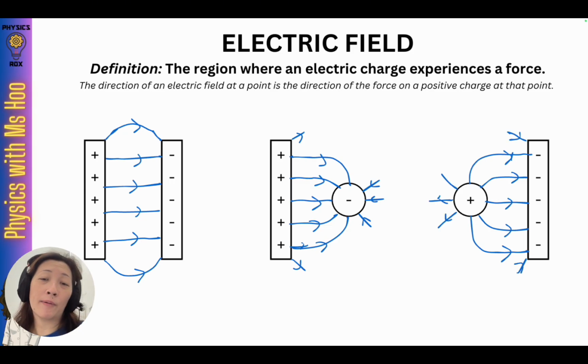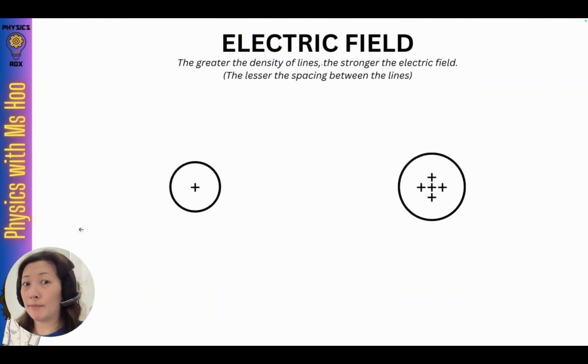Now, in addition to knowing what an electric field is and how to draw it, you also need to know that the lines are not randomly drawn. When we draw the lines, visually, the lines should show how strong the electric field is. So the greater the density of lines, the stronger the electric field is. That means that the spacing between the lines is lesser. The lines are closer to one another.